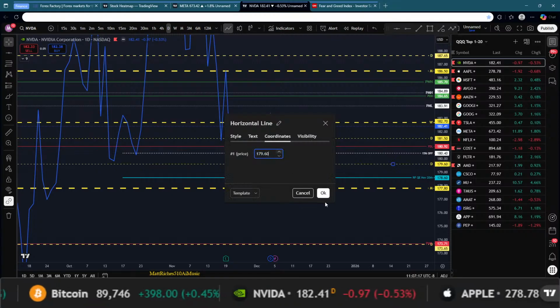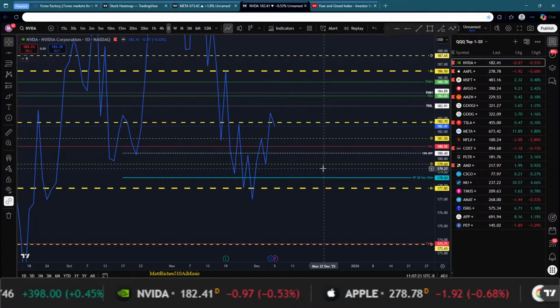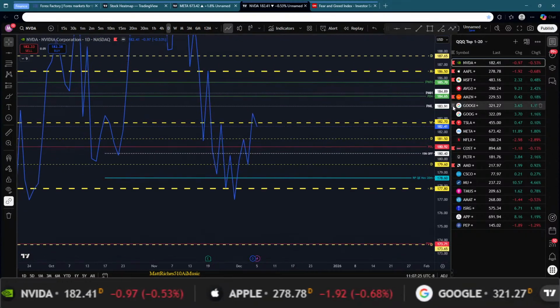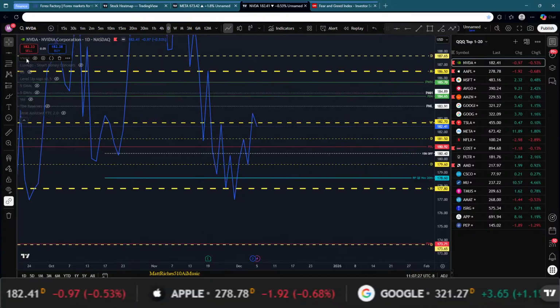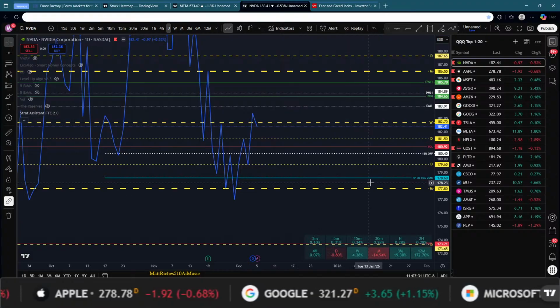We can round that up to 60 cents. So 179.60. All right. Just in case you guys want to see these indicators.